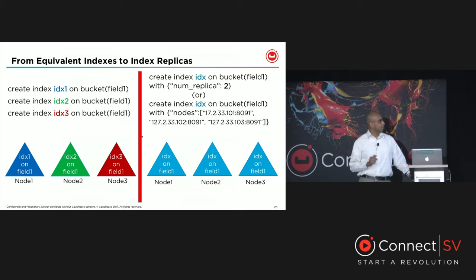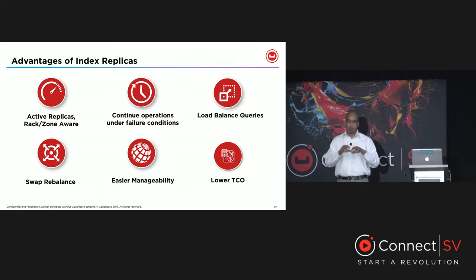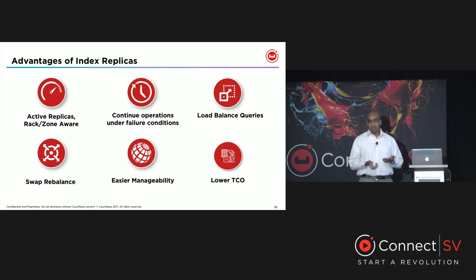Index replicas. Advantages, as you saw, num_replica. We have our own rules, which go into place when you don't want to worry about the IP addresses and whatnot. Just create num_replica. It has the intelligence to find out which server groups you want to put it in. And even when one of the nodes goes down, the index replicas continue to run as is, because you have a copy of an index. You are load balancing queries, as was the case in equivalent indexes.